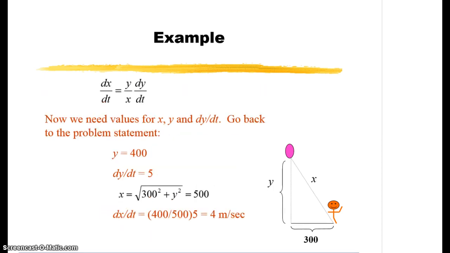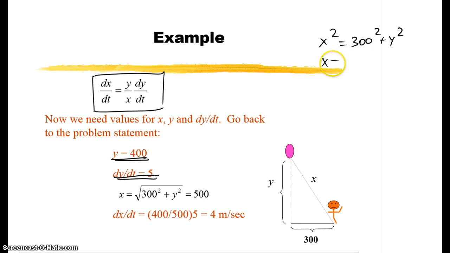Okay, we could simplify this a little. And why? Because we know that we need the values for x, y, and dy/dt in order to solve the problem, right? This is a general relationship. This is true in general for any t, and for any x, and for any y. But we know that our y is 400, our dy/dt is 5. We're looking for our x. We're looking for the distance between the balloon and the observer. How could we find this? We could find this using the Pythagorean theorem. Knowing that x squared is 300 squared plus y squared allows us to conclude x is the square root of the right-hand side.